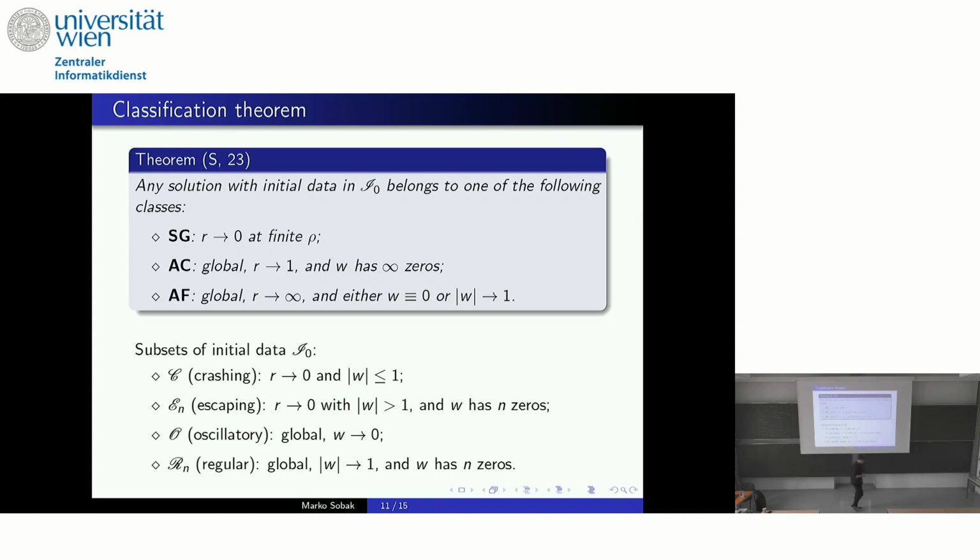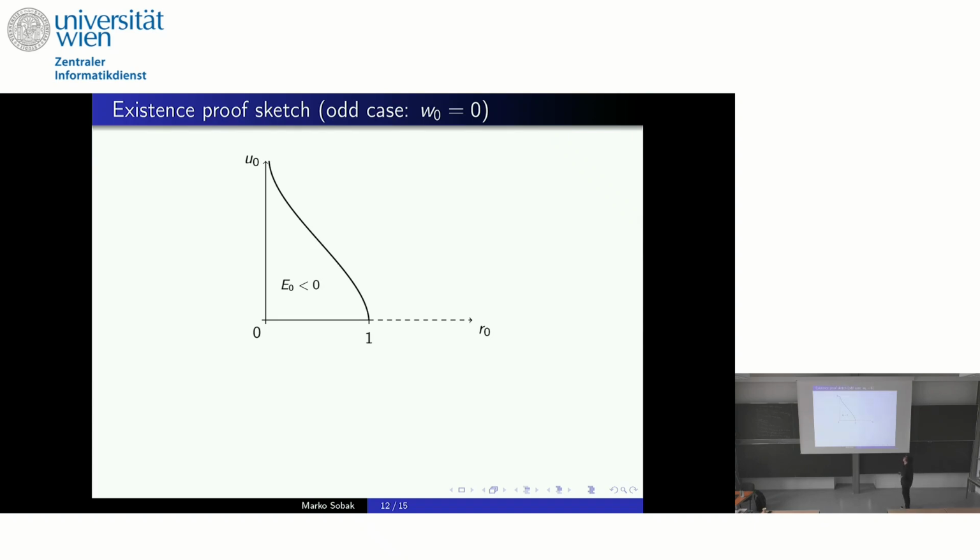Now with this at hand, I can give you a sketch of the proof by literally drawing a sketch of the set of admissible initial data here. I will only do the odd case because the even case is very similar. By the odd case, I mean I'm assuming that W0 is equal to 0. Then we only have 2 parameters: R0 and U0. You'll remember we had to assume that R0 is positive. For U0, you can assume that it's non-negative without loss of generality because of the symmetry in the equations. The equations are also reflection symmetric in W.